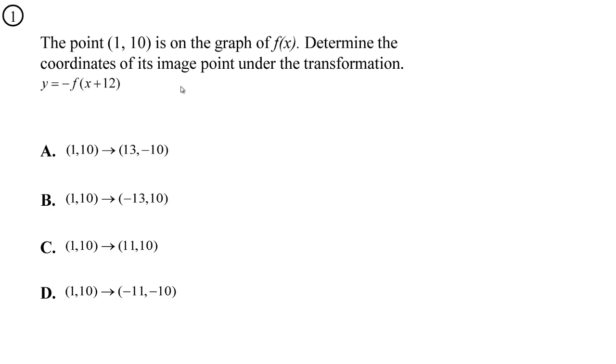So the point (1, 10) is on the graph of f(x), and we have to determine the coordinates of its image point under the transformation y = -f(x) + 12. So as you can see, we have a vertical stretch happening here and a horizontal translation. So let's look at the vertical stretch.